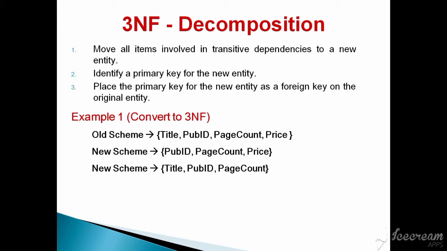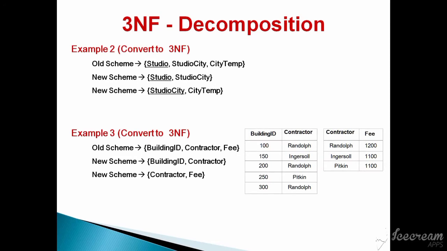The first table has the attributes publication ID, page count, and price. Publication ID is the primary key of this new entity, and this primary key is placed as a foreign key on the other table, which is named new scheme second. Its attributes are title, publication ID, and page count. There is another example of third normal form decomposition. We convert these tables into third normal form using decomposition. Here is the example.